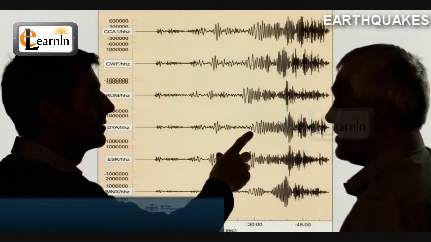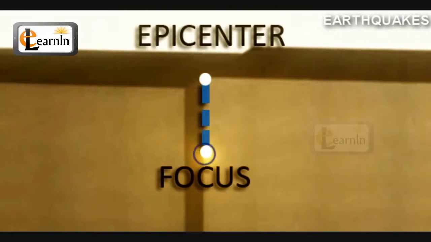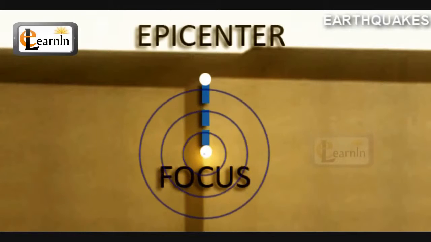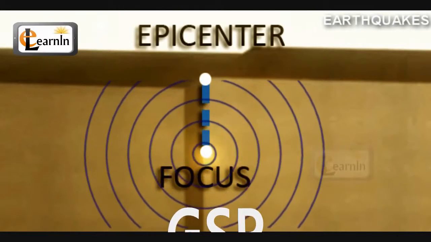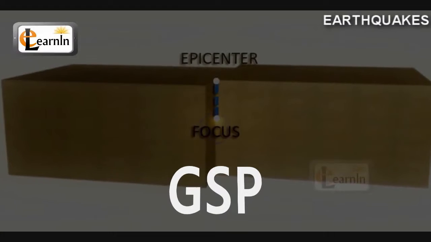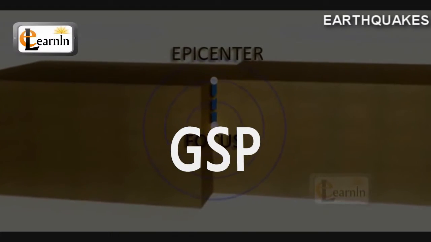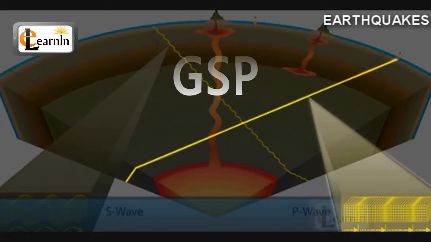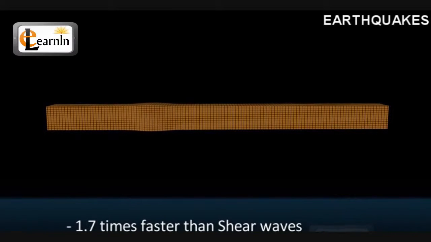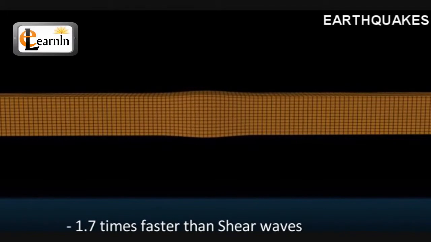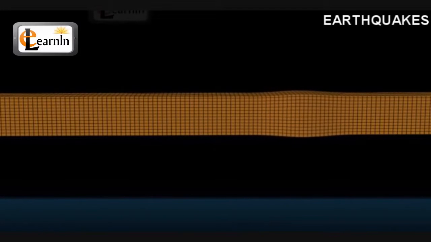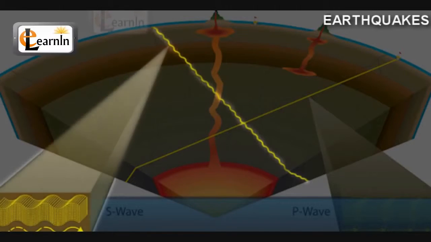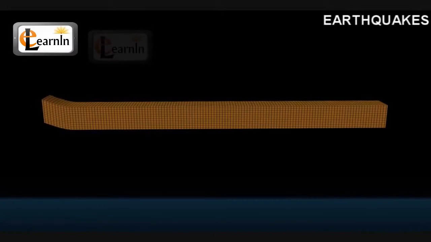waves are called seismologists. There are three types of seismic waves that spread in all directions from the focus. They are the P, S, and L waves. The compressional waves are the first to reach the earthquake recording station as they travel 1.7 times faster than the shear waves and are therefore called primary or P waves, while the shear waves are called secondary or S waves.